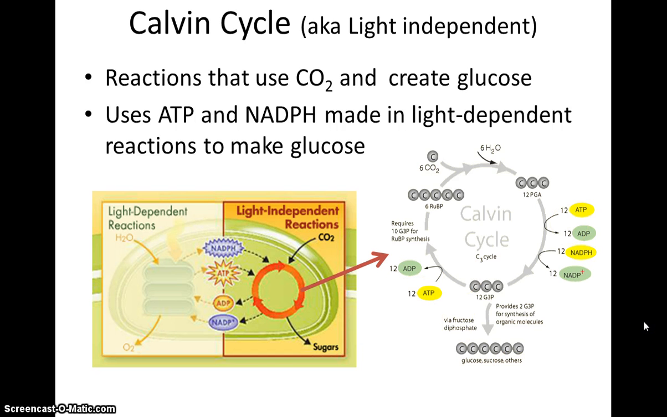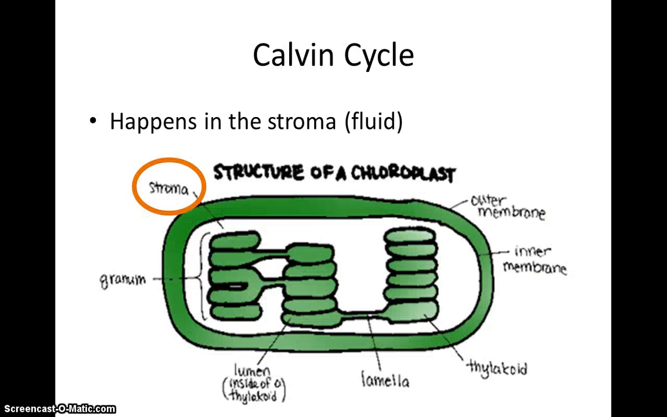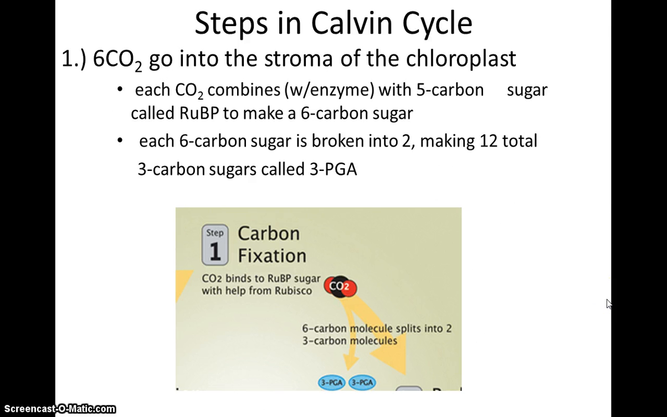We do have a couple more steps to this one. Do note, though, that this is a cycle, so it's just going to continue, continue, continue. This is going to happen inside our stroma, and again, that's the fluid that's all around in the chloroplast. And remember, the light-dependent ones were in the thylakoid. All right, so our first step in the Calvin cycle: 6 carbon dioxides are going to go into that stroma in the chloroplast, so that comes from the atmosphere.